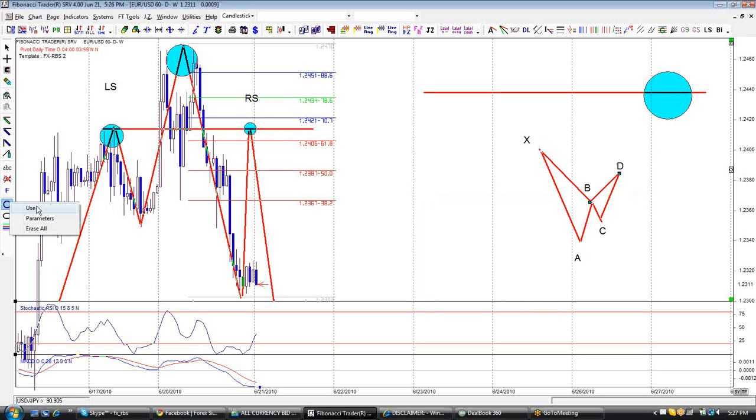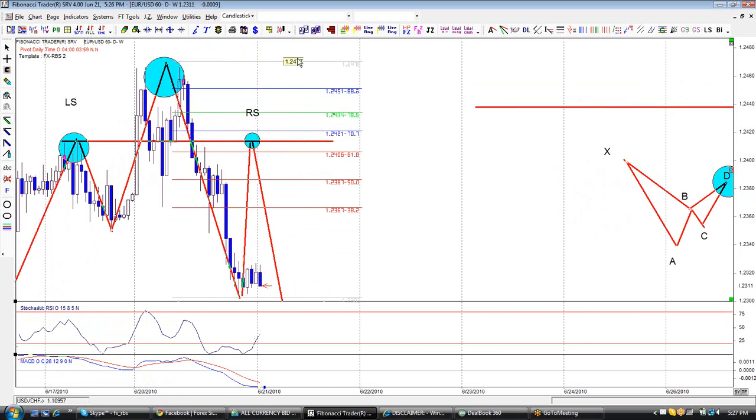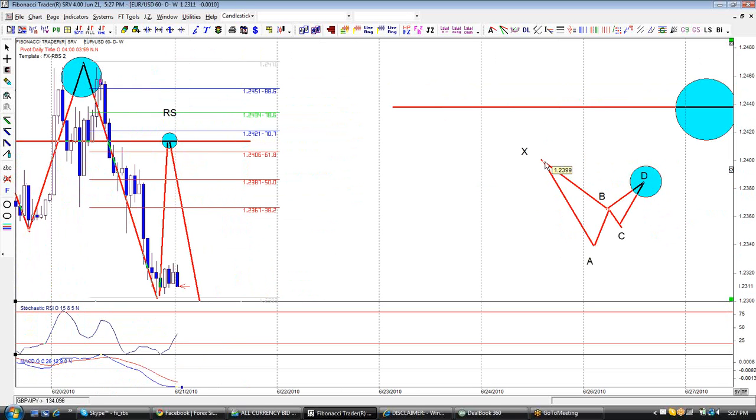And the entry is at the D, and usually at this D we have convergence of two fib levels, and the two fibs are pulled between the two swings, the main swing XA and then the subswing AB. In Gartley, since it's a continuation pattern, the D is formed between the X and the A, between those two points.